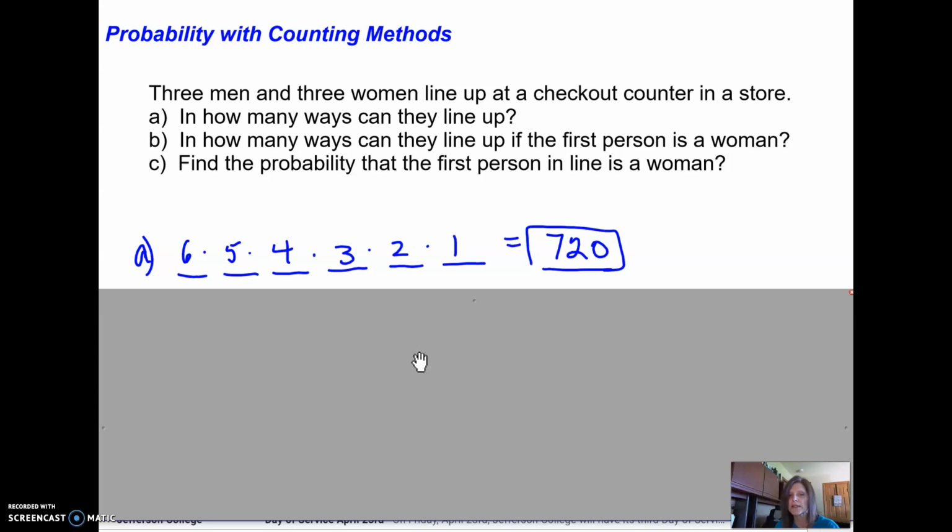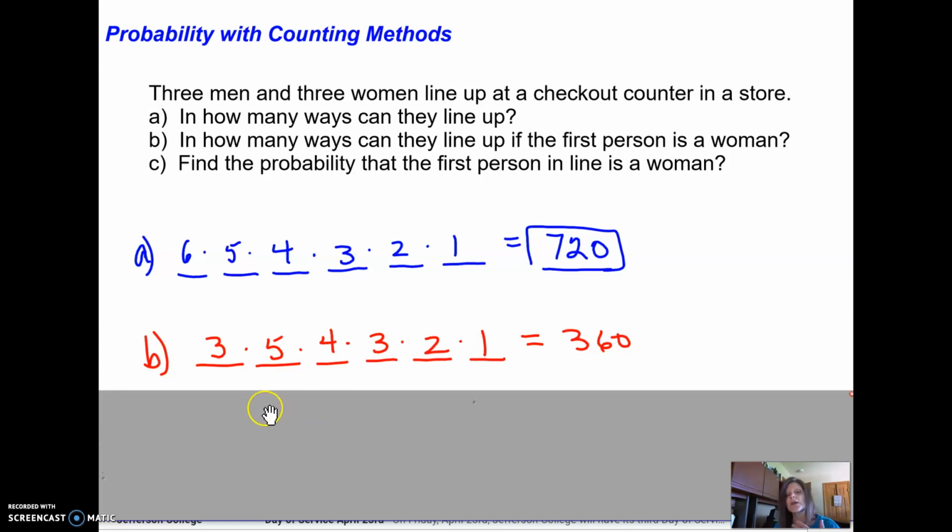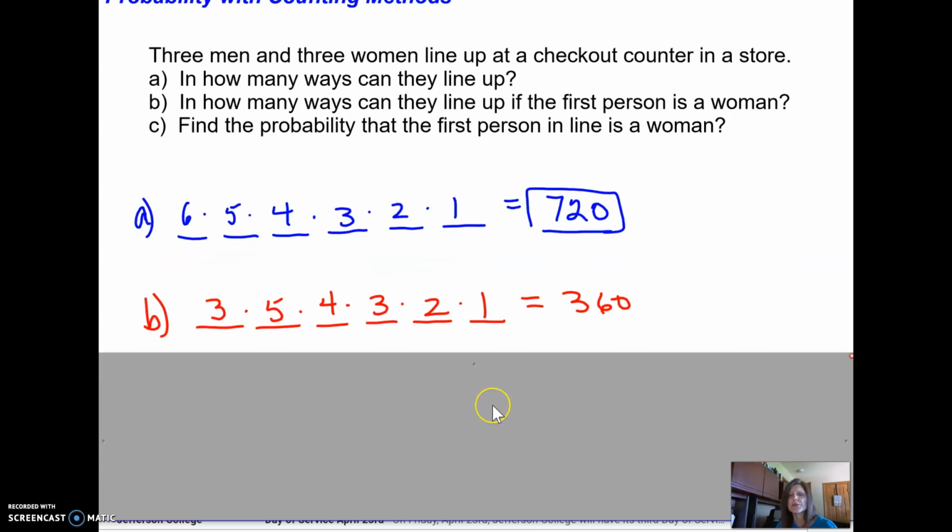So part 2 says, in how many ways can they line up if the first person is a woman? Well, now instead of having 6 here at the beginning, I have to say no, there are only 3 women, so I only have 3 choices here. And then after that, it doesn't matter. So for part B, we would have 3 times 5 times 4 times 3 times 2 times 1. Now, that gives me 360.